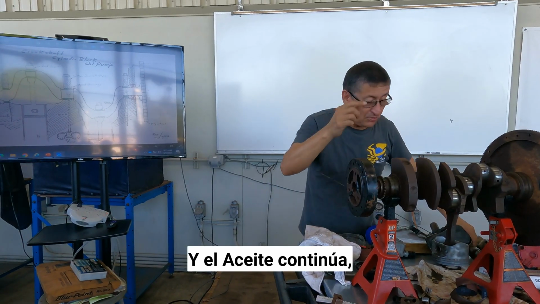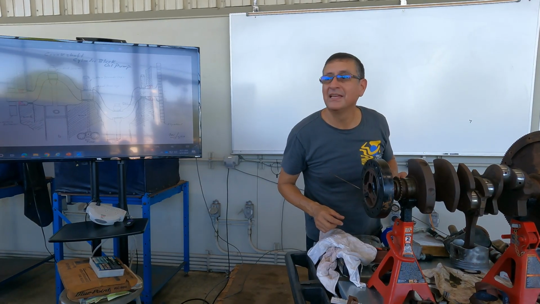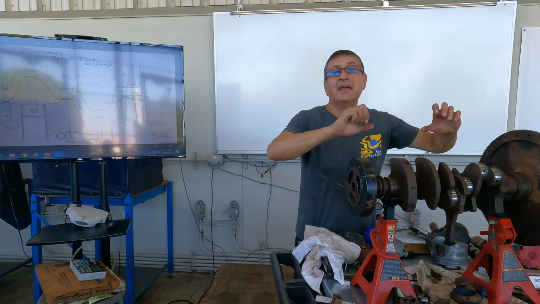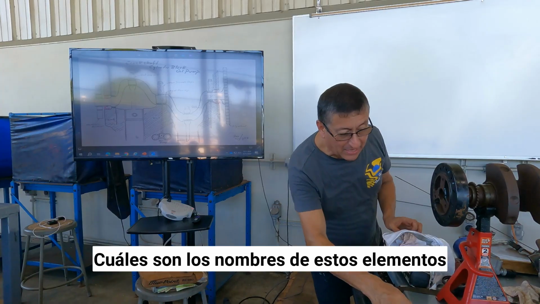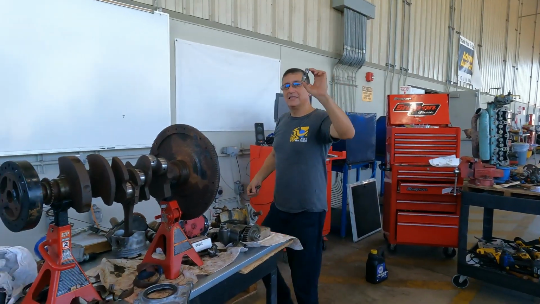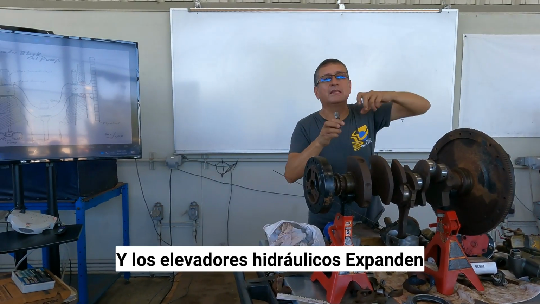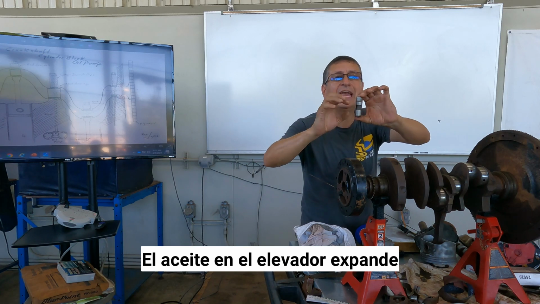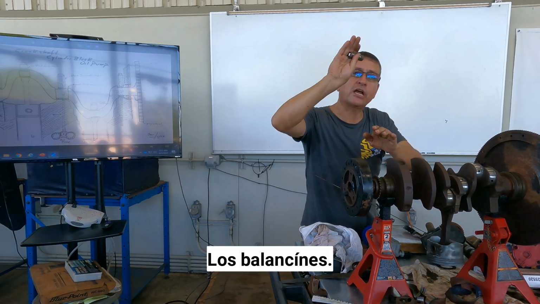The oil continues through and enters and pressurizes other important elements. What is the name of those elements that are pressurized? The hydraulic lifters. And the hydraulic lifters expand, if the engine has hydraulic lifters. The lifter expands and pushes, and the push rod pushes the rocker arms.